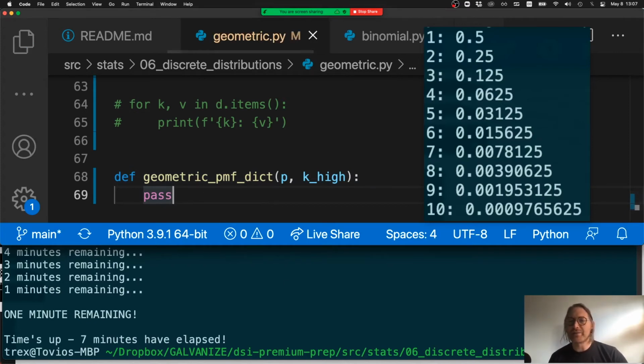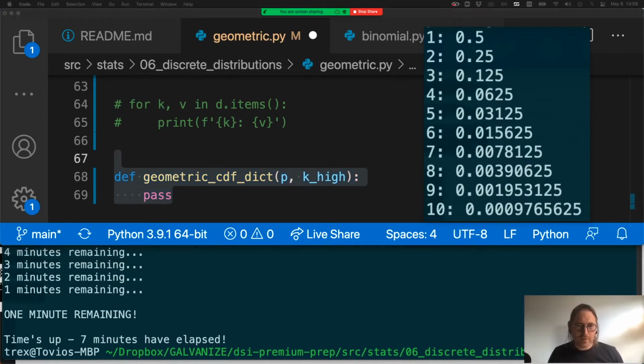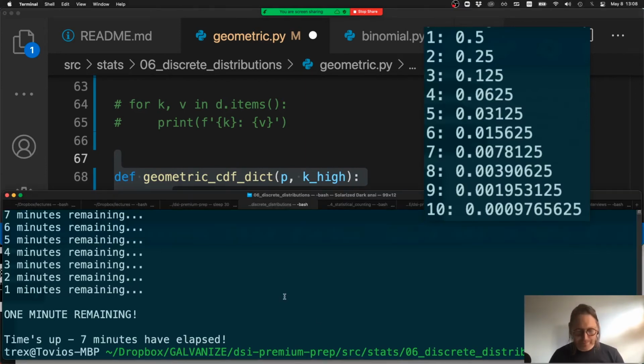Oh, I'm sorry, that says PMF, doesn't it? Let me just delete that and fix it. Let's do Geometric Cdf. Basically, you should be able to adapt your prior code. So we'll just do 3 minutes on this.